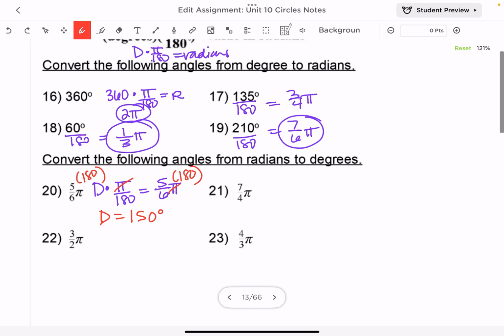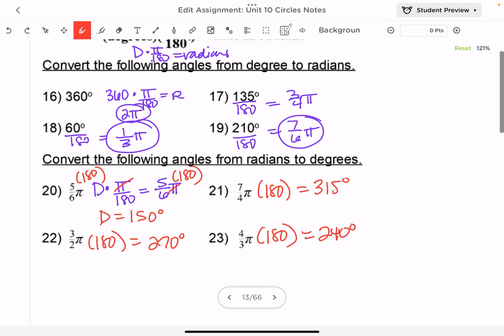So you'll see in this section, we're just multiplying everything by 180. If you divided these by 180, you're going to be getting really, really itty-bitty numbers. That would not make sense. All right, so on 21, we would get 315 degrees. On number 22, we would get 270 degrees. And on 23, we would get 240 degrees. So you're welcome to use the formula and solve for it algebraically, but to me it makes sense as long as you know whether you're multiplying or dividing. I don't think you need to know any more than that.